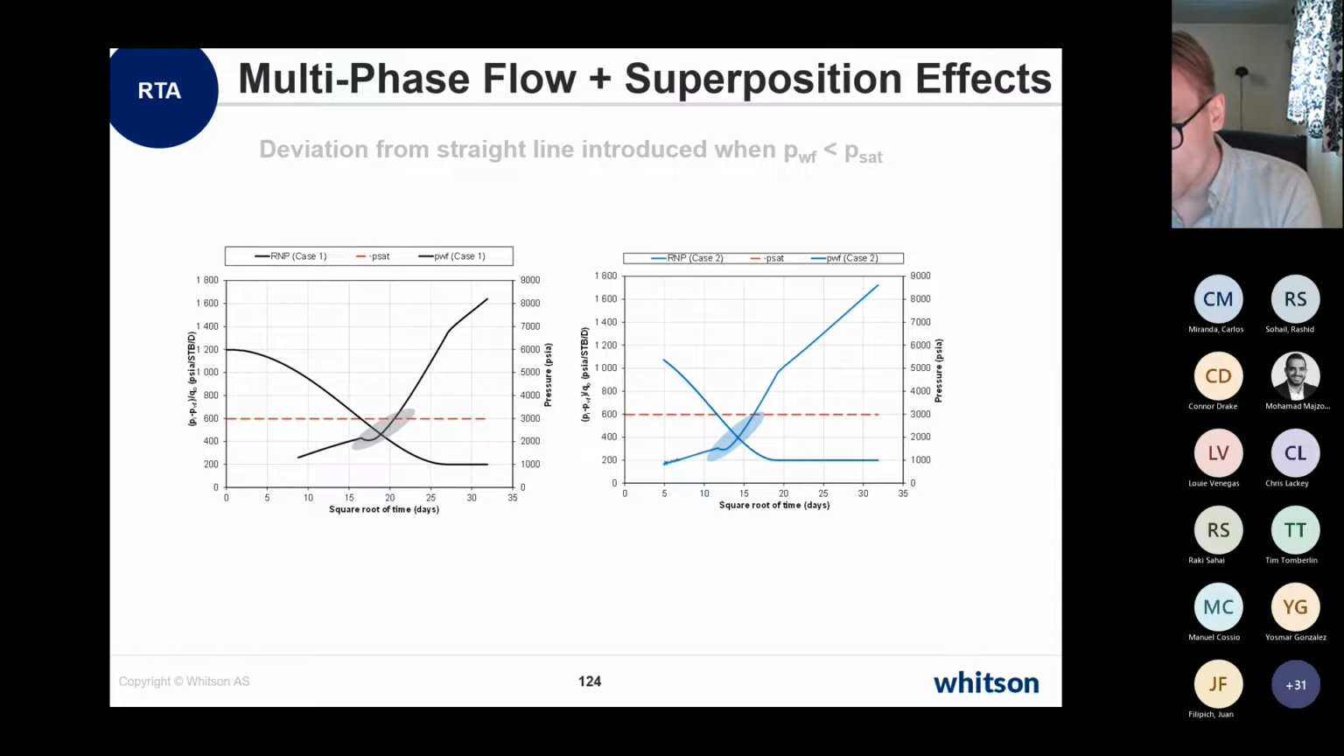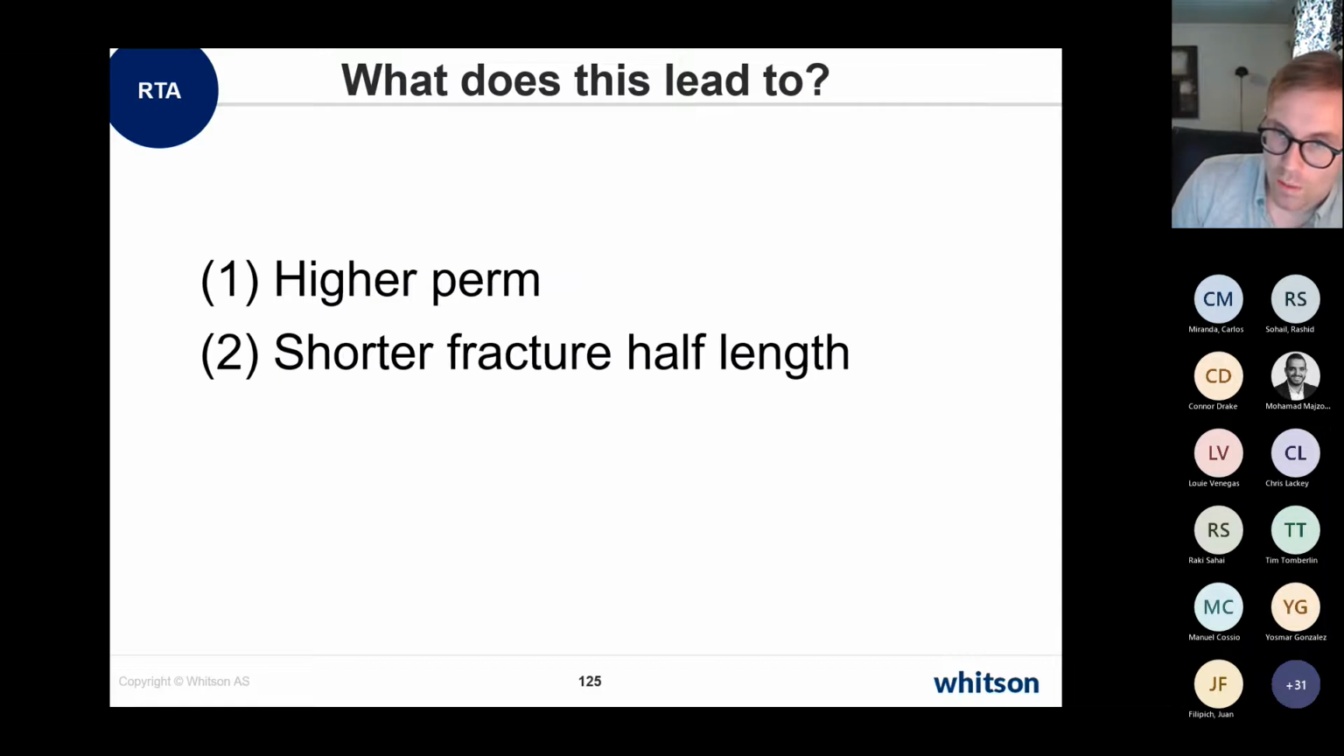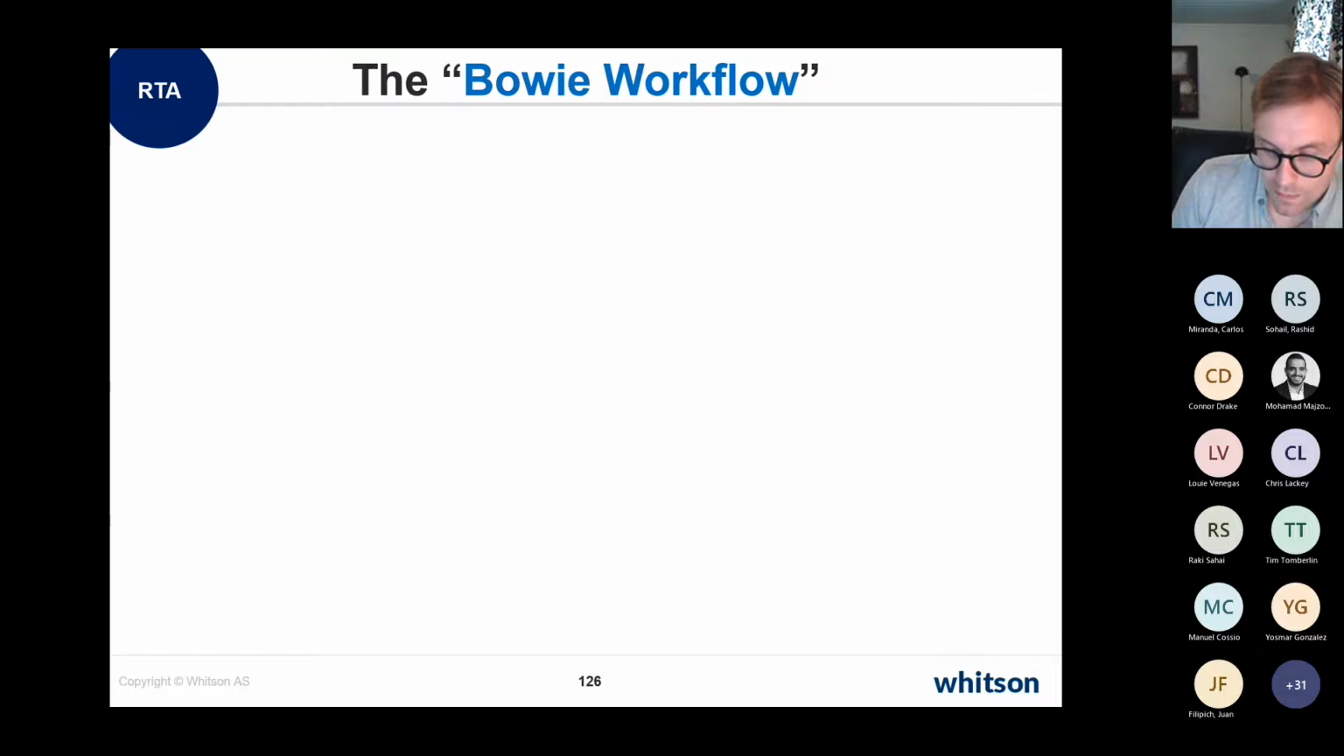boundary effects. So the problem is if we pick the time to end linear flow here, just because of these apparent boundary effects, we will end up with what I mentioned before: higher permeabilities, shorter fracture half lengths, and more wells per section. So the solution to this is this Bowie workflow that we've slightly introduced previously in the course, and I will also do an exercise with a little bit later.